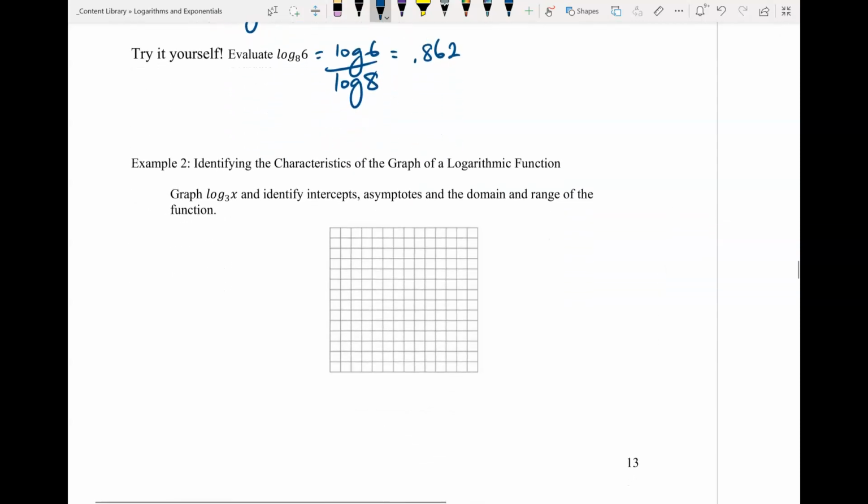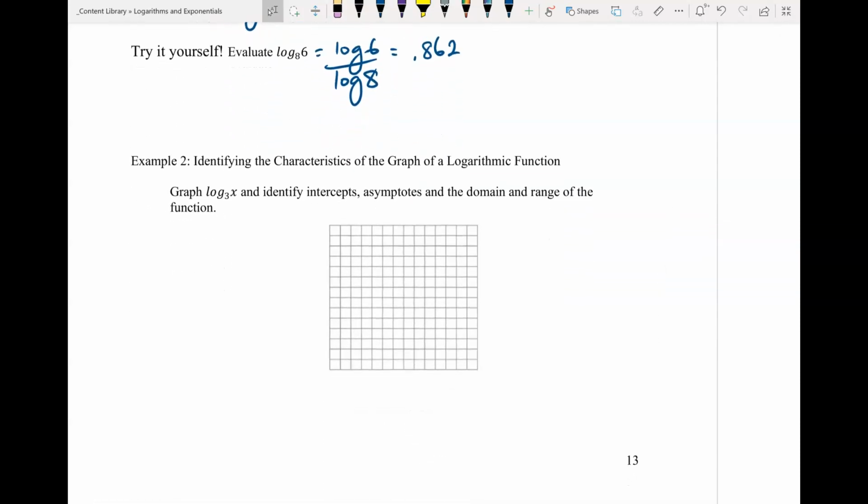All right, so moving to example 2, we are going to graph a logarithmic function. And remember, logarithms are inverses of exponential functions, so it's going to share a similar shape as your exponential function, and it's going to also have an asymptote as well, but it is oriented in a different way. So I'm going to graph log base 3 of x as an example of this, and we are going to describe its characteristics as well.